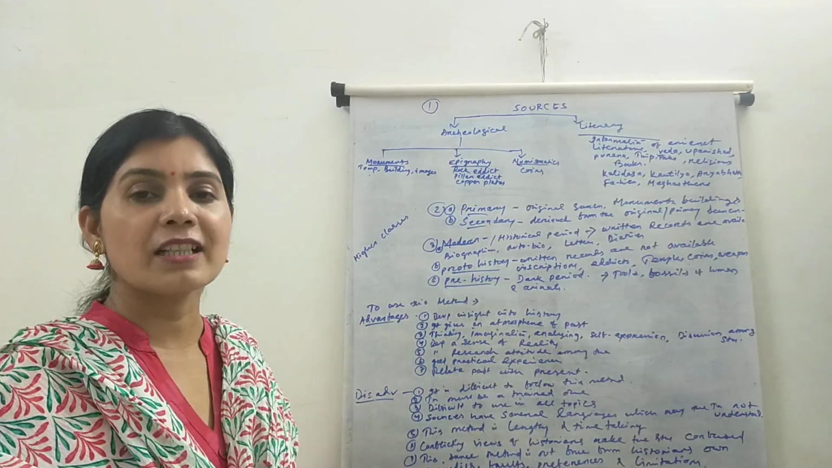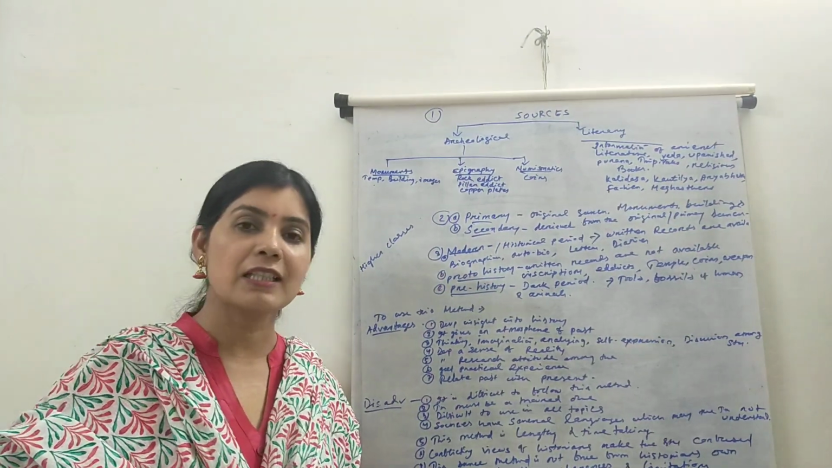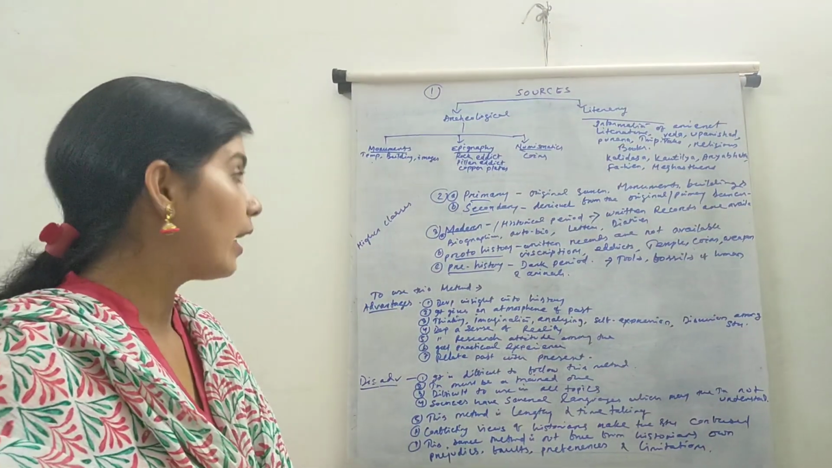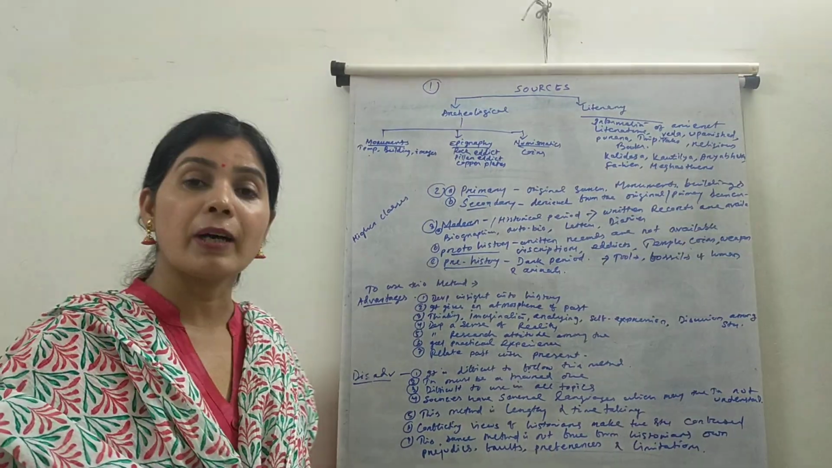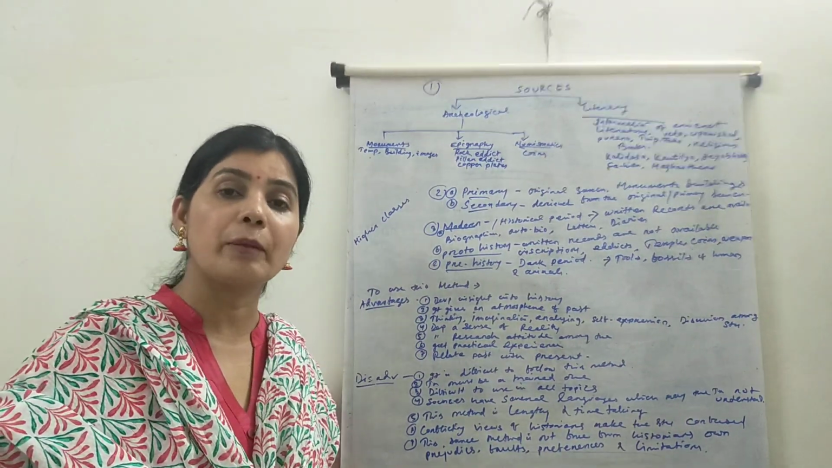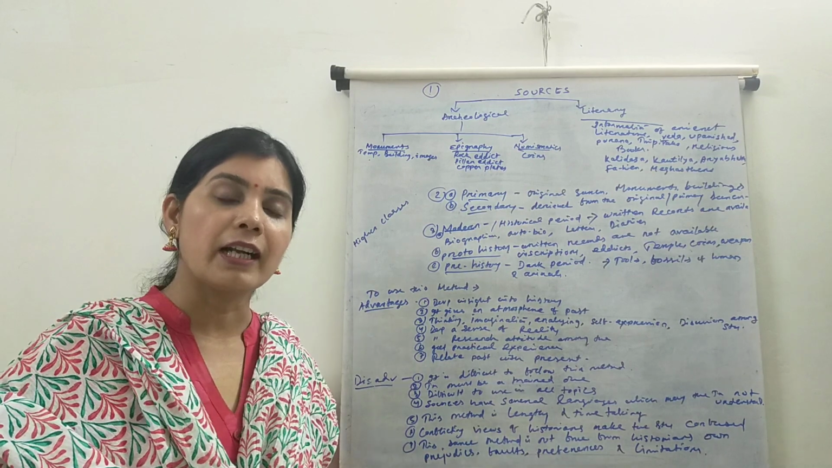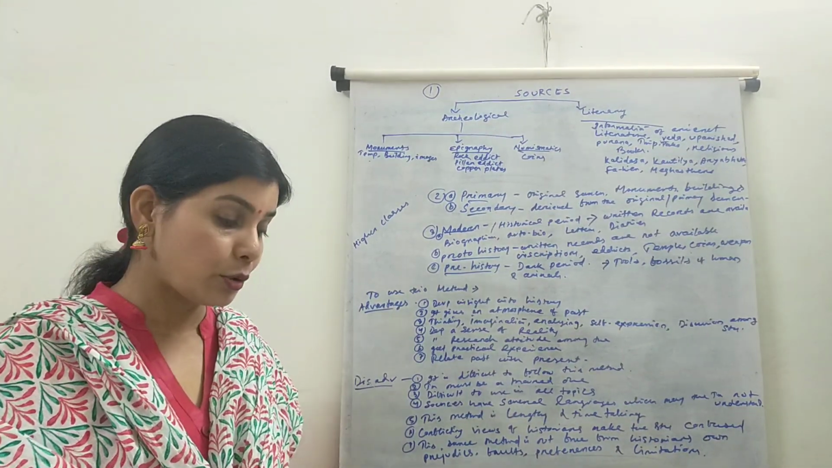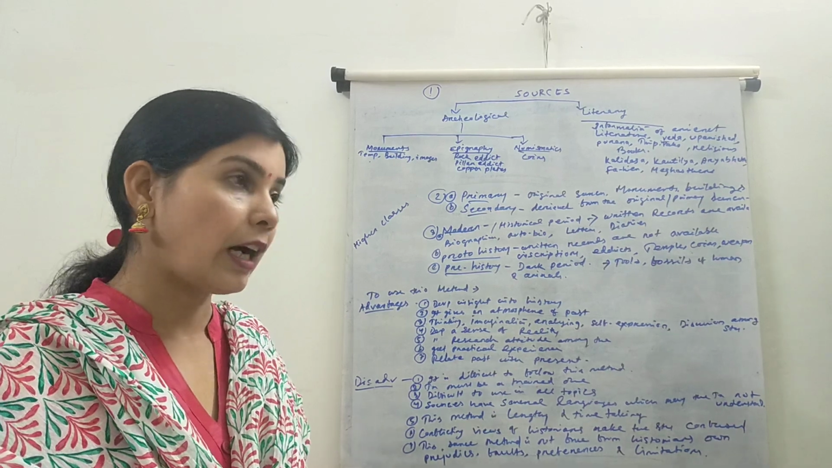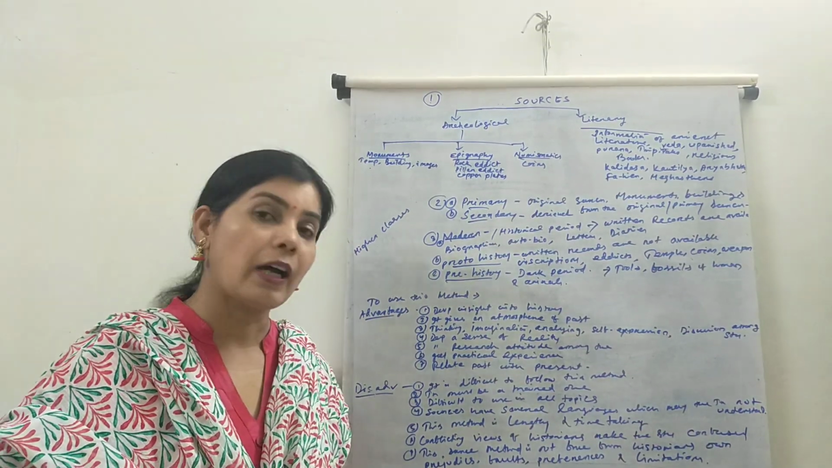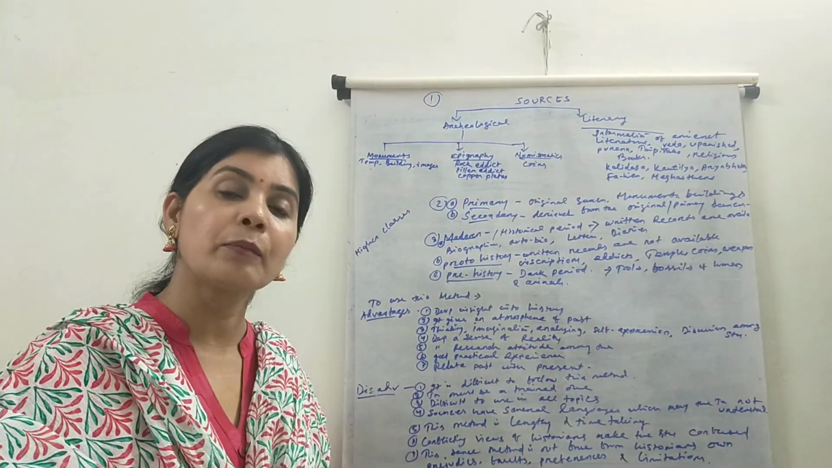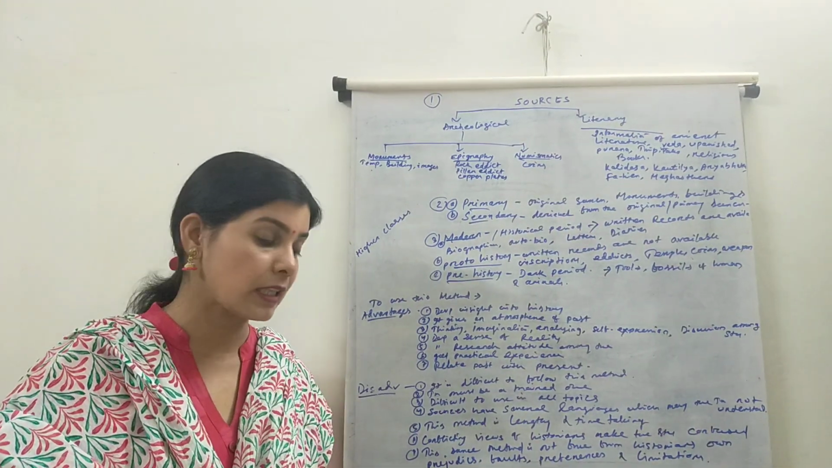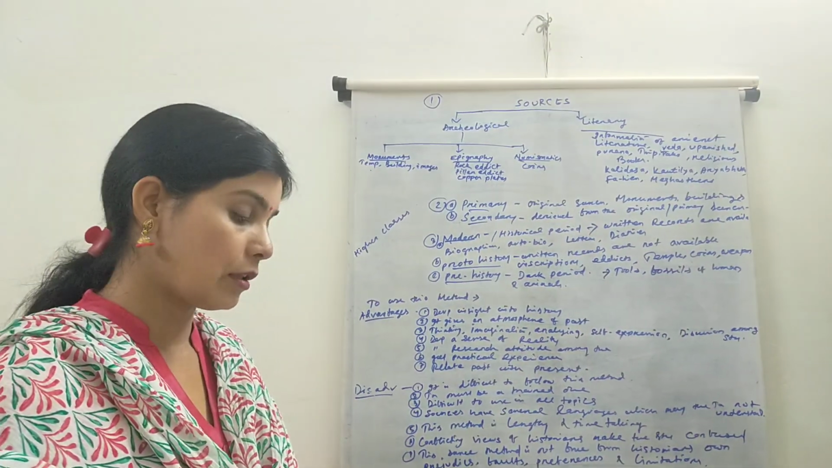As we know, history is the study of the past, and we can't observe our past directly. We have to depend on some materials that are related to our past. So we have to depend on the available materials from our past. These materials are known as sources.